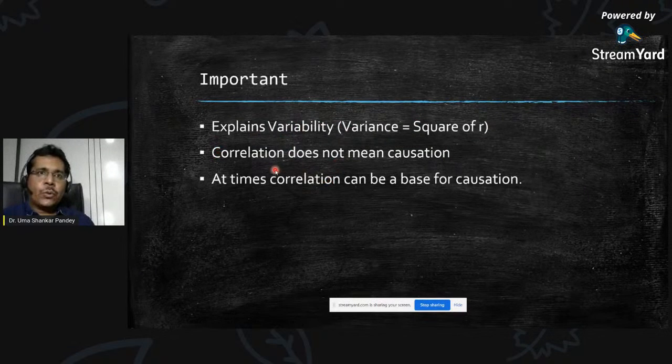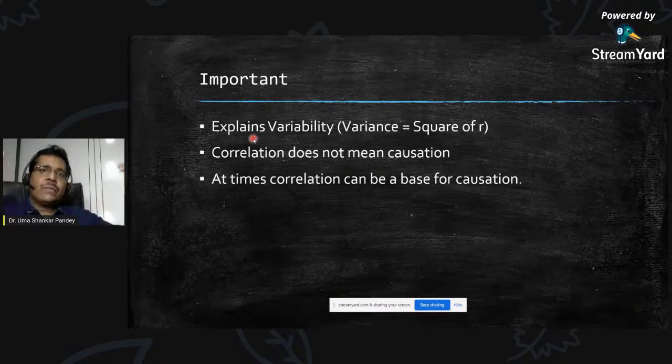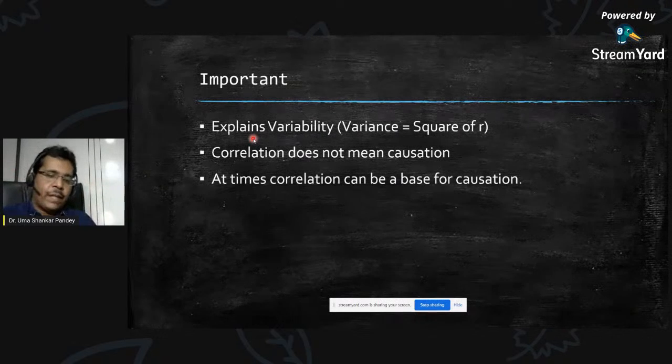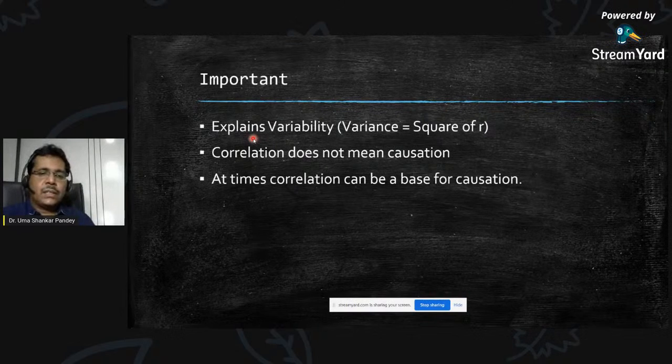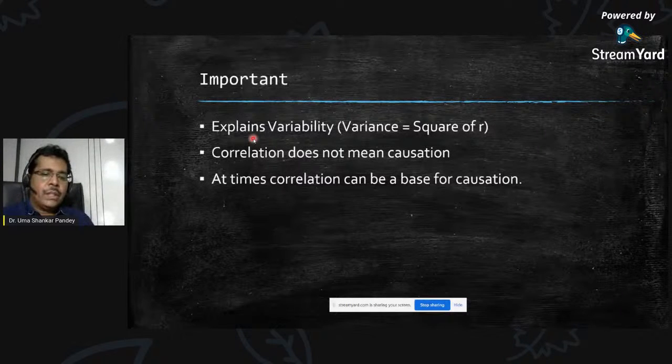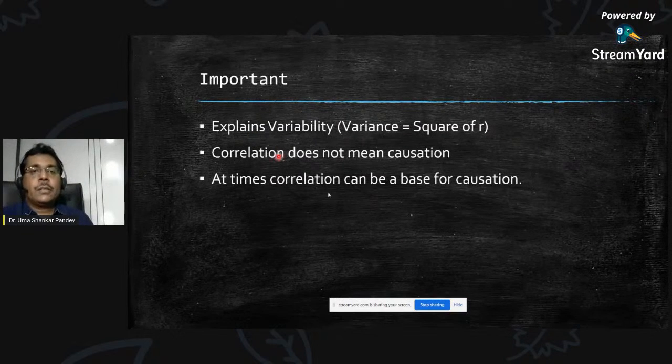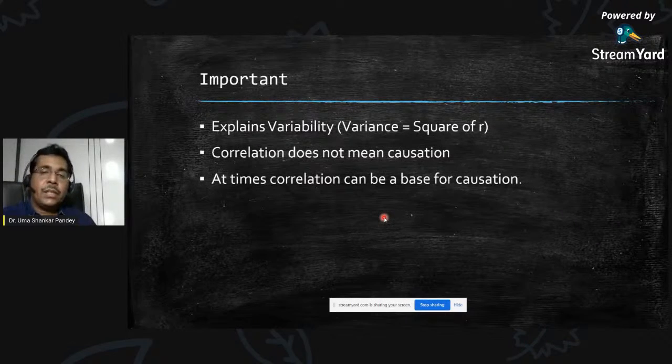Very important: correlation does not always mean causation. It can be a base, but it does not mean causation. Just because one thing is correlating with the other does not mean causation. We have to keep on emphasizing that. In our talks with journalists and others, we make it a point to remind everybody that correlation does not mean causation.